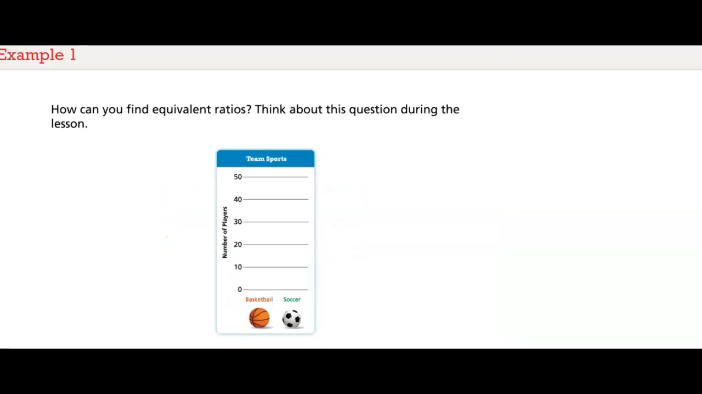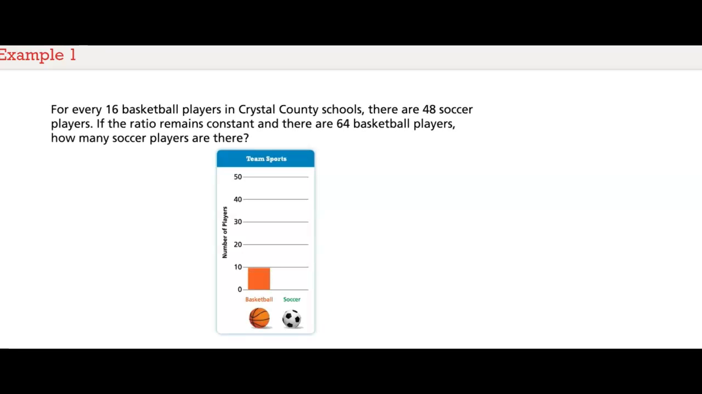How can you find equivalent ratios? Think about this question during the lesson. For every 16 basketball players in Crystal County schools, there are 48 soccer players. If the ratio remains constant and there are 64 basketball players, how many soccer players are there?